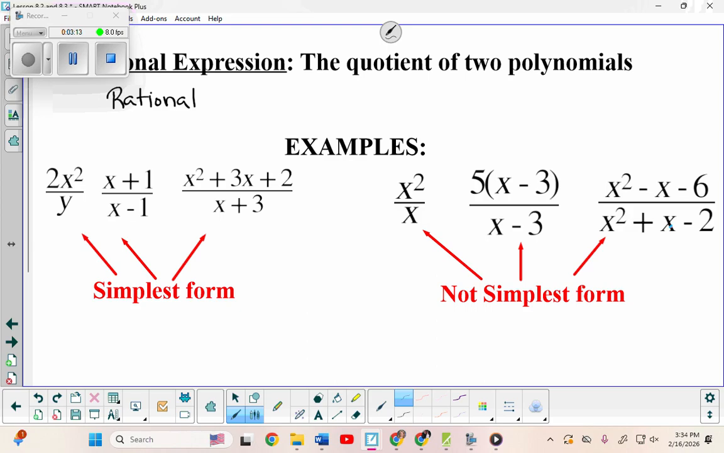Now I have some examples. The first one is 2x squared, so it's a polynomial, divided by y, which is a polynomial. Then you have another one, x plus 1 over x minus 1. And then the last is x squared plus 3x plus 2 over x plus 3.